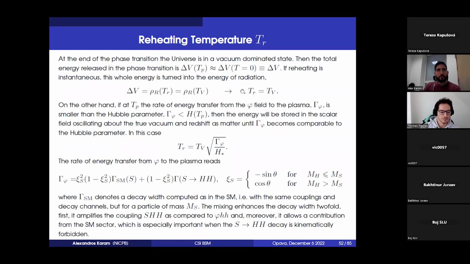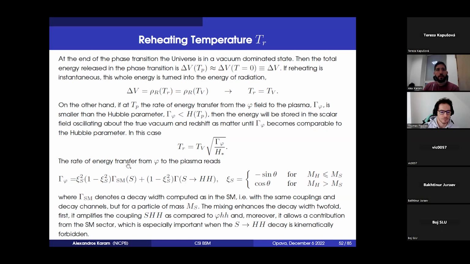Now, on the other hand, if at the percolation temperature, the rate of energy transferred from the var5 field to the plasma is smaller than the Hubble parameter, then the energy will be stored in the scalar field oscillating about the true vacuum, and it will redshift as matter until this decay rate becomes comparable to the Hubble parameter. So in this case, the reheating temperature will be given by this formula. So we have two cases. And it all depends on if this decay rate is smaller or larger than the Hubble parameter at the percolation temperature.